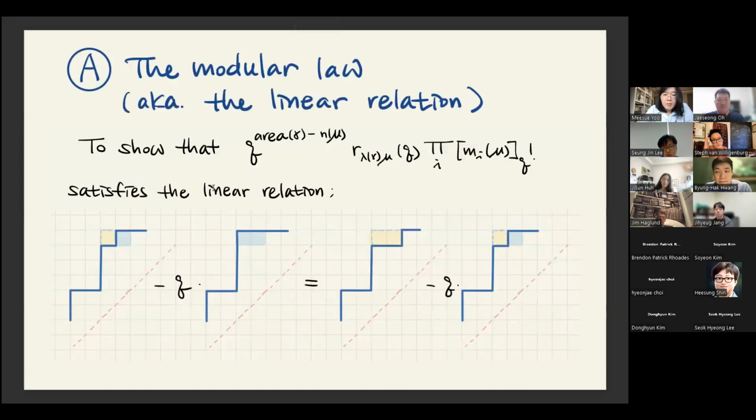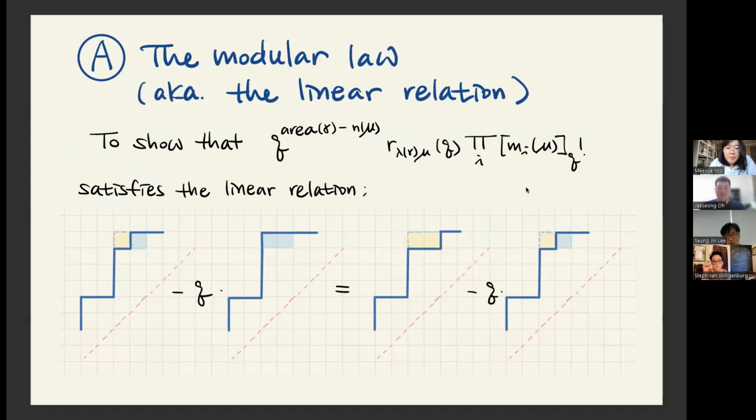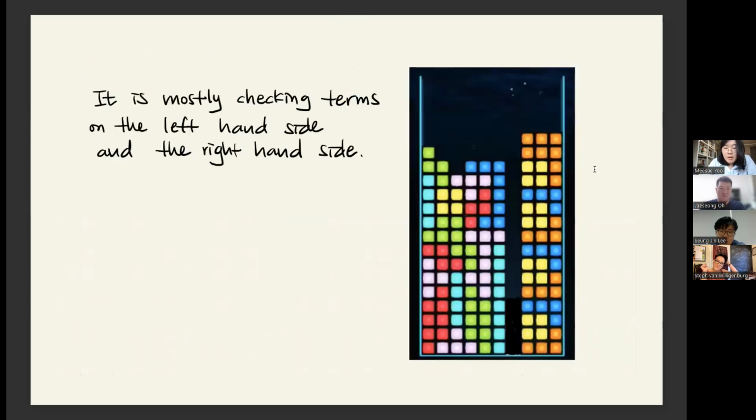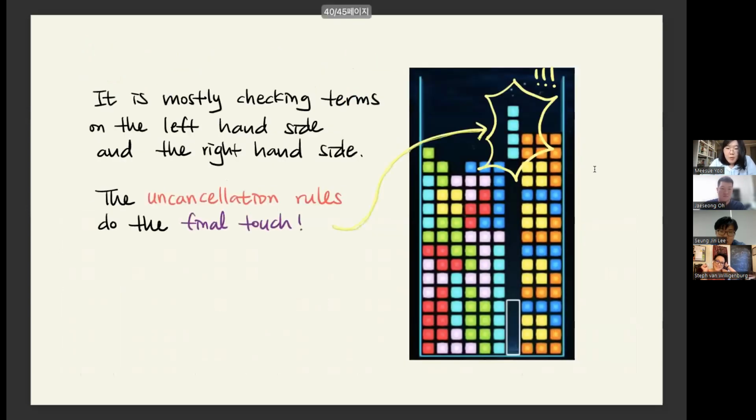The first one was the modular law, or the linear relation. So we need to show that our coefficient satisfies the linear relation, meaning the terms on the left-hand side equal the terms on the right-hand side. This is nothing but a tedious comparing of the terms, but our exceptional rules, or cancellation rules, really do the final touch, making the terms match on the left-hand and right-hand sides. But since it's just comparing the terms, I'm not going to say all the details.